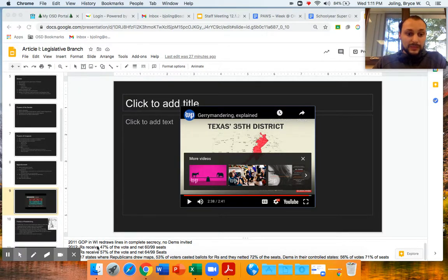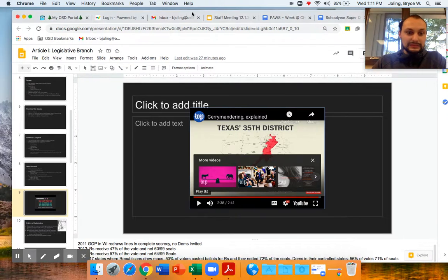So in 2012, the Republicans in Wisconsin received 47% of the vote, but they got 60 out of 99 seats. I'm not very good at math, I've never been, but that does not seem proportional to me. They won less than half the vote, yet they received about two-thirds of the seats.